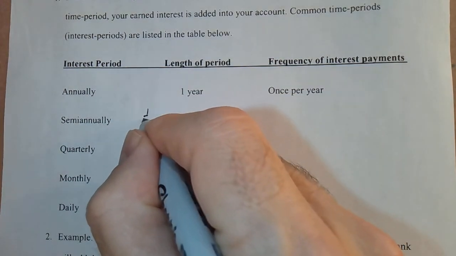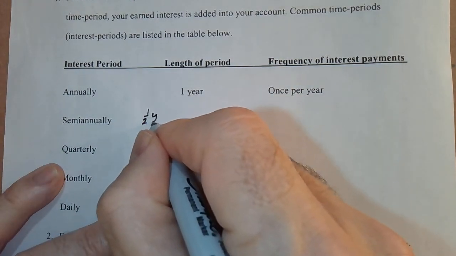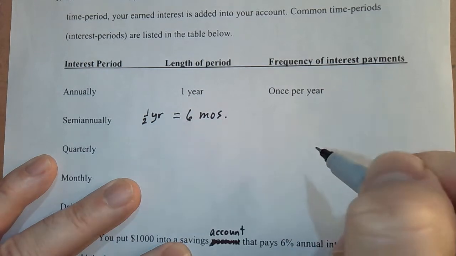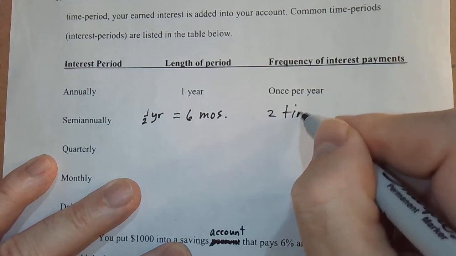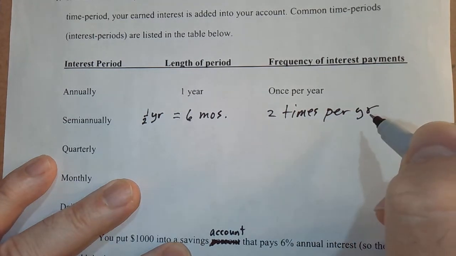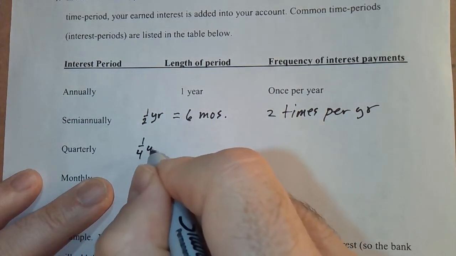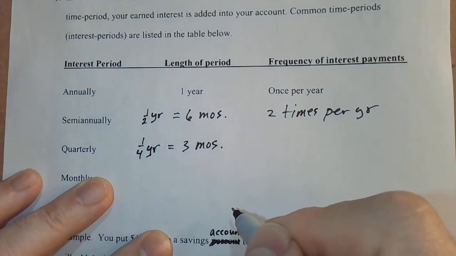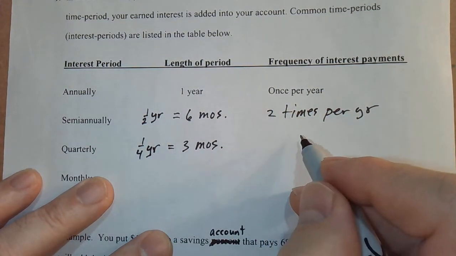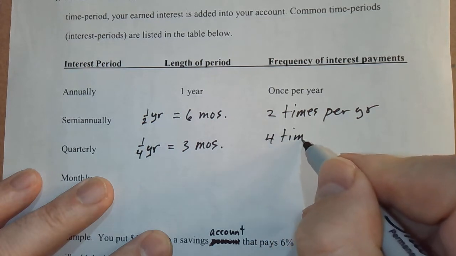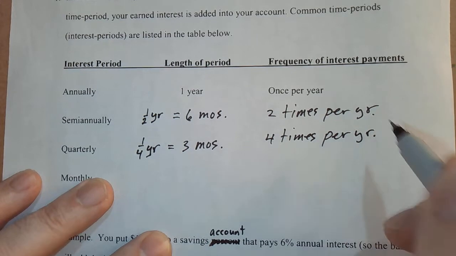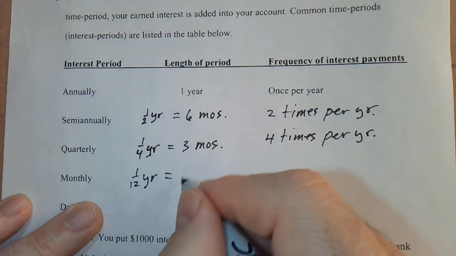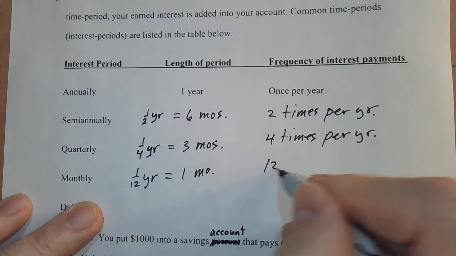Semi-annually is 1/2 year. That's the length of the period, which is 6 months, and that's twice per year. Quarterly would be 1/4 of a year, so 3 months for the length of the period. And how many times per year is that? 4 times per year. Monthly would be 1/12 of the year, which is 1 month, and that's 12 times per year.